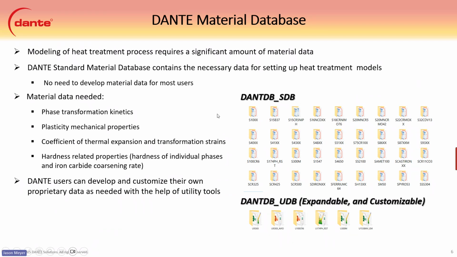So in each one of these folders, there's the phase transformation kinetics, the plasticity mechanical properties, the coefficient of thermal expansion and transformational strains. And then there's also hardness related properties that include your individual phases and your iron carbide coarsenings and things like that for the models inside each one of these folders. You'll notice some of these materials have an XX at the end of the name, like the one we're going to be using today. We're going to use 4120, so this one is 4100 series, and then it would just have 0.2 carbon for the 4120. The XX denotes that it has the carbon ranges for carburization, so it can go all the way up to maybe 0.8, depending on the material, or down to the lowest carbon value for that material range. That includes 43XX, 48XX, 51XX, so it's similar properties.